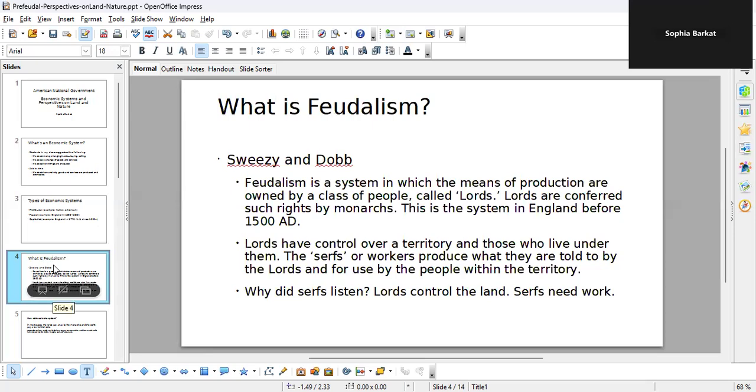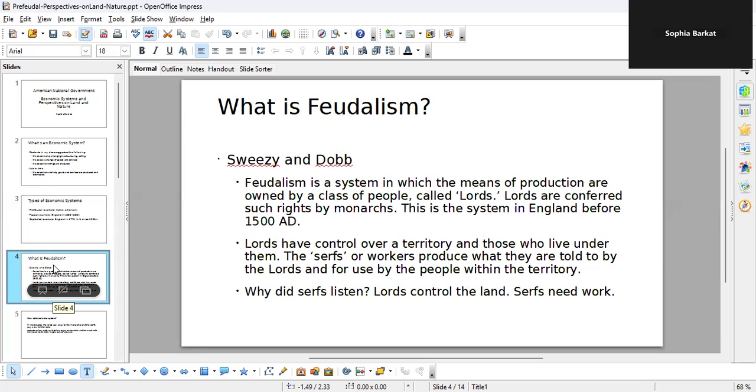What is feudalism? Let's recap. So Sweezy and Dobb describe feudalism as a system in which the means of production are owned by a class of people called lords. Lords are conferred such rights by monarchs, or kings and queens. So this is the system in England around the time, or rather before 1500 AD.